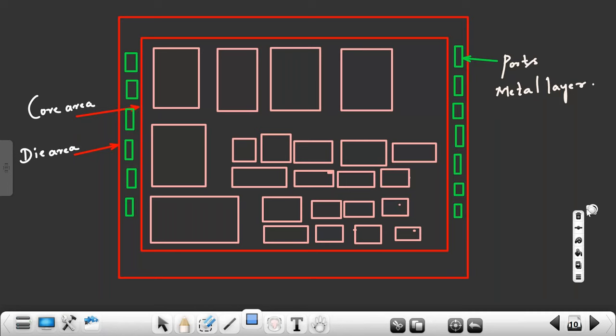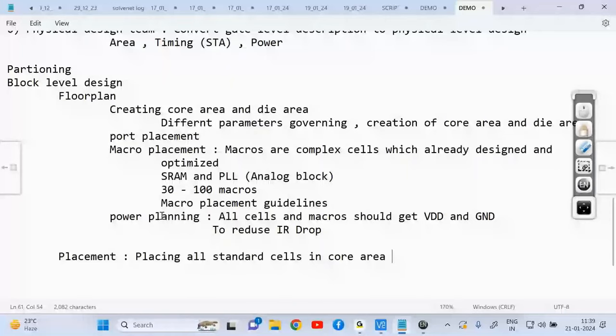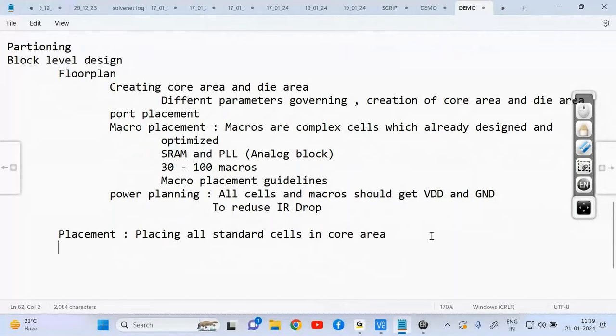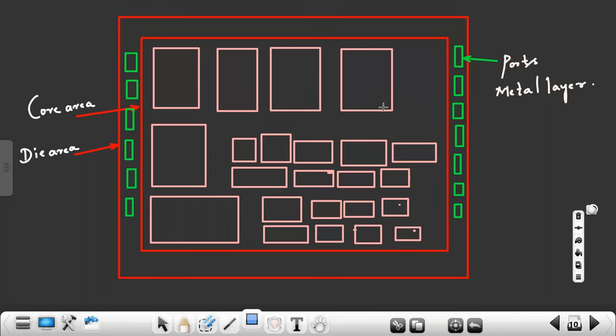So what is placed here? The layout of our cells. So that is called placement. After placement, we do many checks, like congestion. Congestion means whether all cells can be routable or not. For routing, do I have enough space or not? I have 52,000 cells. If I place them and cannot route or connect them, then it is of no use, right? That is called congestion.